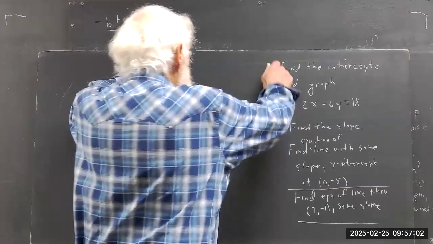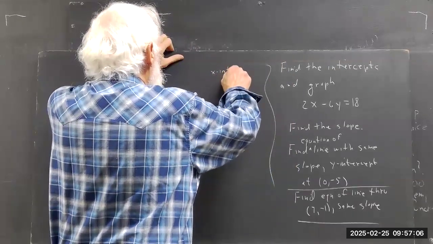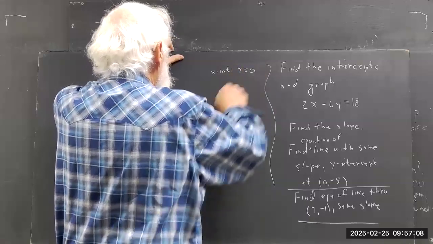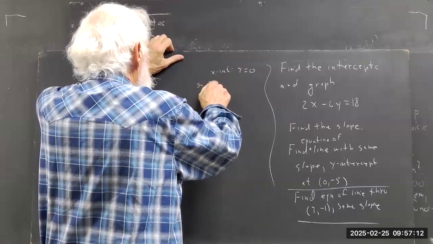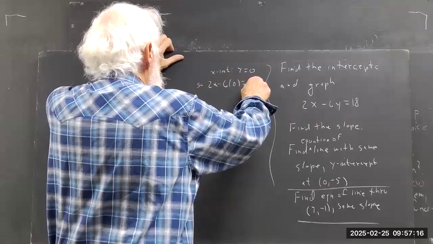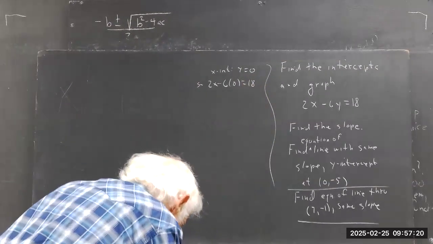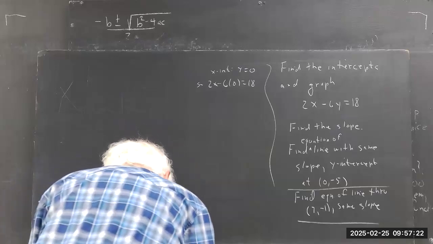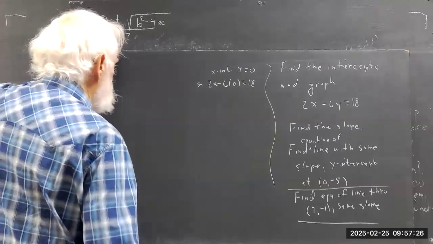So, x-intercept: y equals 0. So 2x minus 6 times 0 equals 18. There, see where I needed to be. Okay.